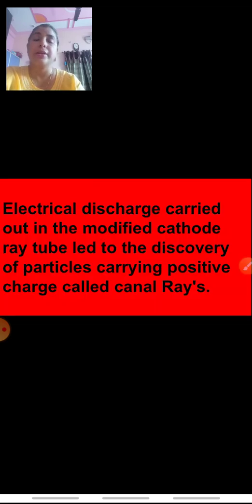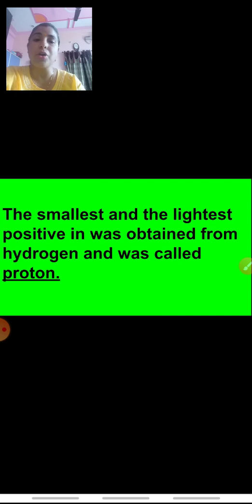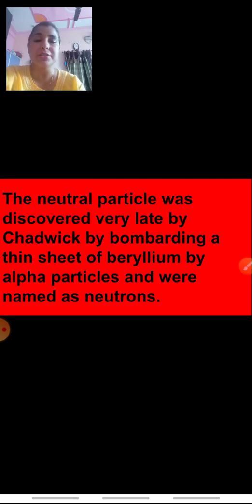Next is, we'll study the discovery of protons. The electrical discharge carried out on the modified cathode ray glass tube led to the discovery of particles carrying positive charge, called canal rays. The smallest and lightest positive charge, obtained from hydrogen, is called a proton. Hydrogen is sometimes also written as H positive.